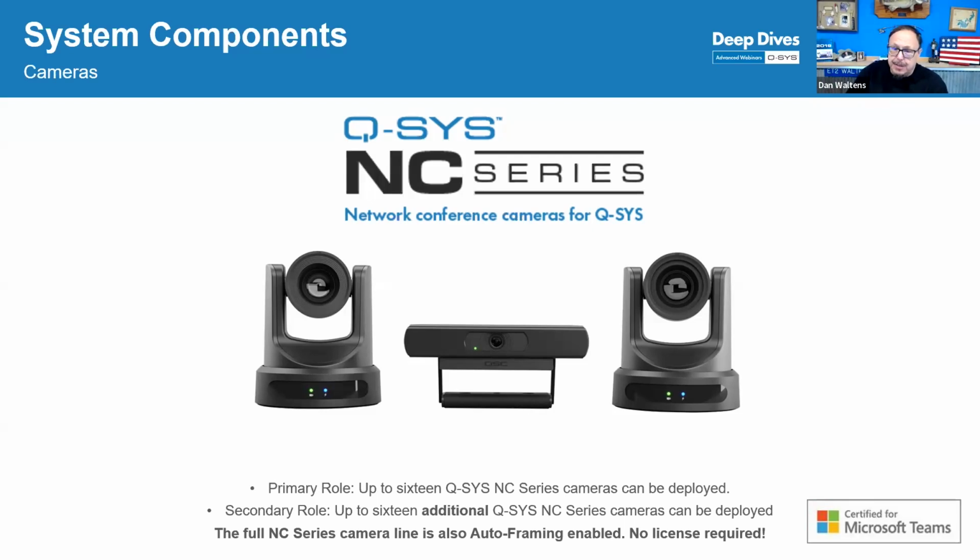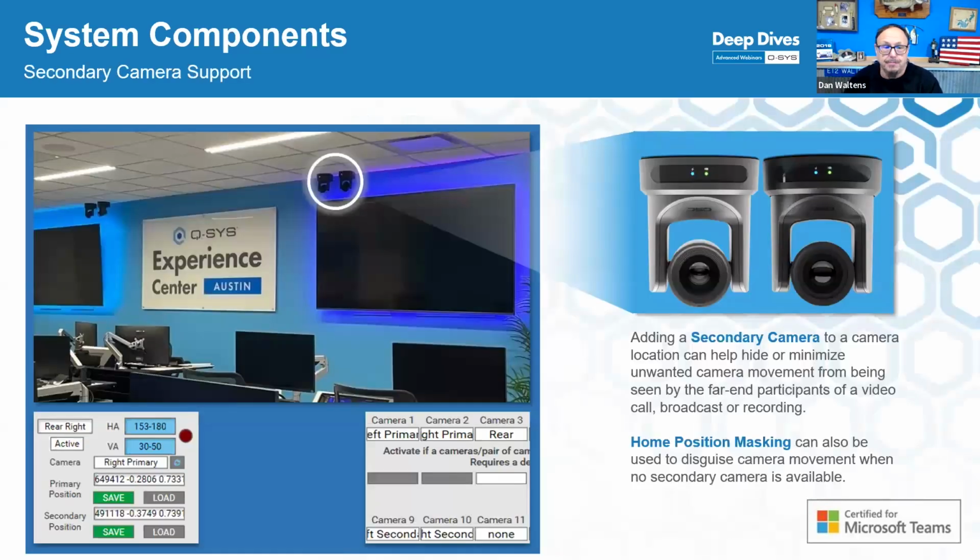The 1280 and the 2060, both motorized pan, tilt, and zoom. They're both compatible in the ACPR plugin. The NC series cameras can be deployed in any combination of either primary or secondary. And we'll talk more as we move on about what that means for you. So as you can see here, secondary camera support.